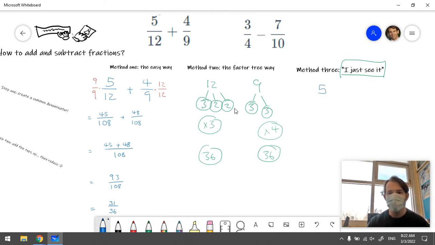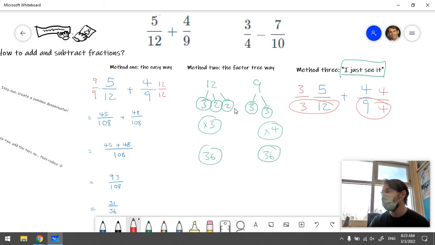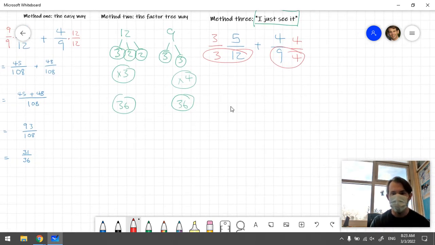I write down the problem, 5 over 12 plus 4 over 9. And now I know that I need to multiply my 12 by another 3 because there's only one factor 3 in that number and there's 2 factors 3 in the 9. So I can multiply this top and bottom by 3. And then in this one, the 9, it needs to be multiplied top and bottom by 4 because it doesn't have any factors 2. So when I multiply this top and bottom by 4, that will create a common denominator here and here. 3 times 12 is the same thing as 9 times 4 because they all will now have the same factors that build those numbers.